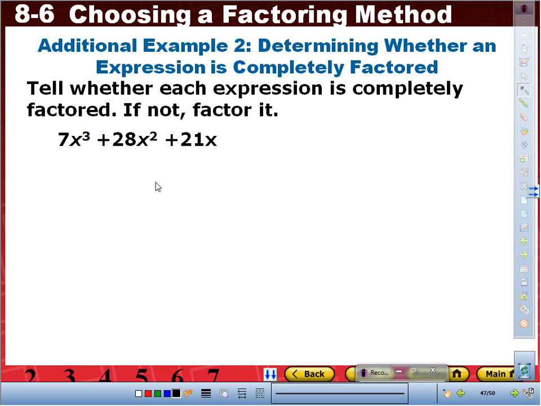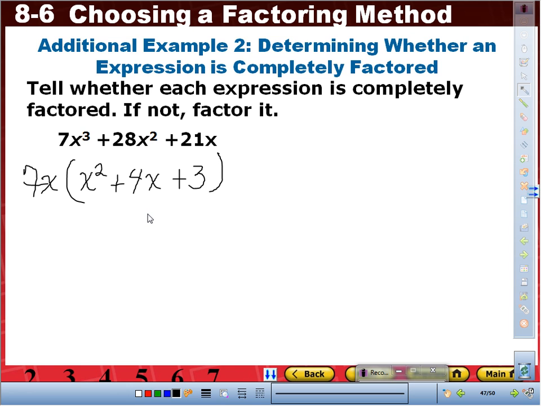Once again, step 1, GCF. What would be our GCF for each term? 7. Does each term have at least an x? Yes. So we factor out a 7x, and let's simplify this. We're left with 7x cubed divided by 7x, which is x squared, plus 28x squared divided by 7x, that's 4x, plus 21x divided by 7x, which is 3. Okay? So, did we do step 1, GCF?